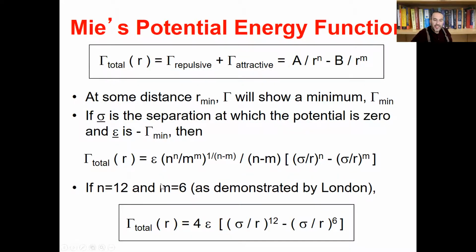Okay, and then if we set n to 12 and m to 6, as demonstrated in the case of London dispersion forces, we end up with this potential, which is commonly known as the Lennard-Jones potential. Indeed, if r is set to sigma, sigma divided by sigma is 1. 1 to the 12 is 1, so this part is 1. Minus, again, this part is 1. 1 minus 1 is 0. So the potential is 0.